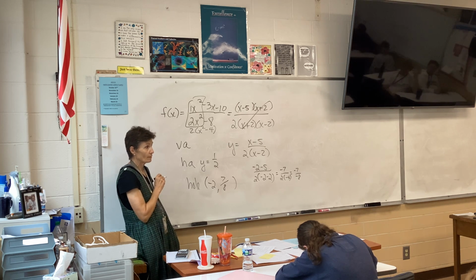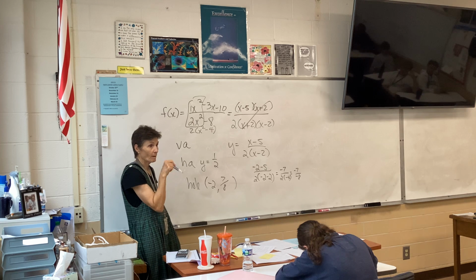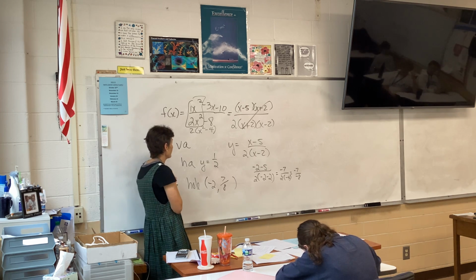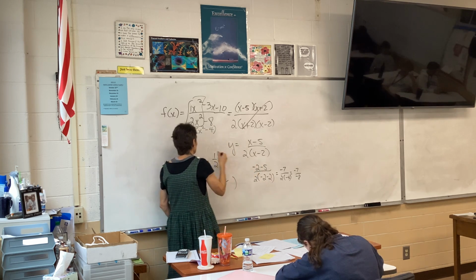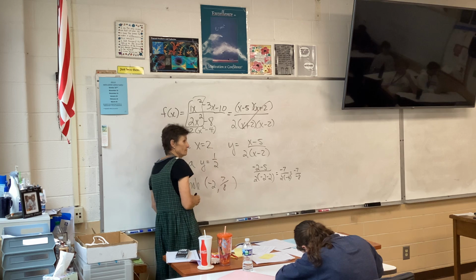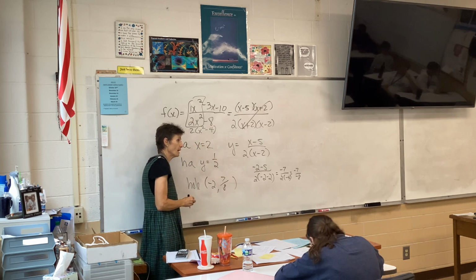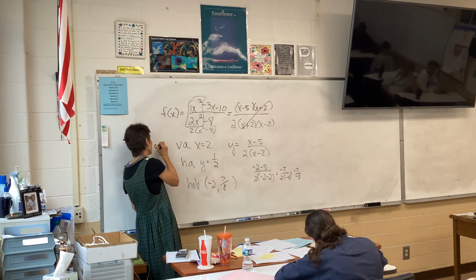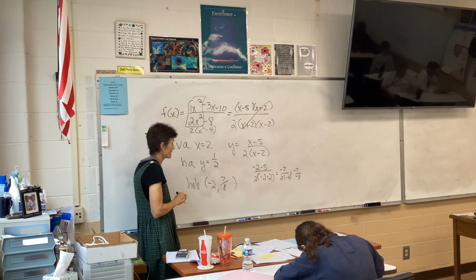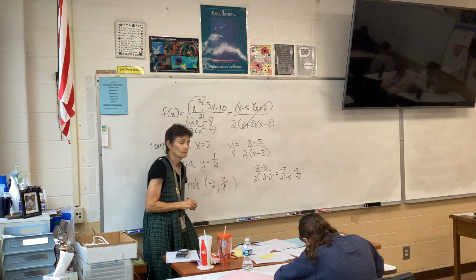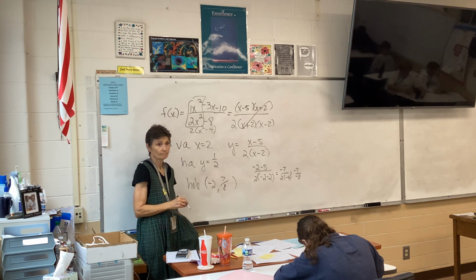How do we get horizontals? Greatest power. All right, how about vertical? Do I have any verticals? I sure do, I have 1. X can't be 2, right? Vertical asymptotes are what X cannot be. X can't be 2. There we go.